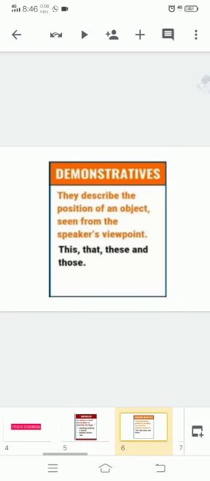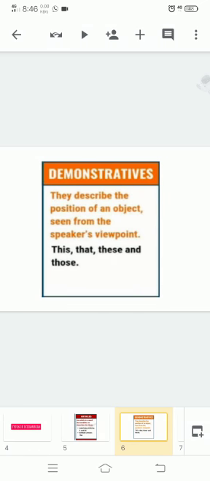Next we have demonstratives. They describe the position of an object as seen from the speaker's viewpoint, meaning someone who says or speaks something from his or her viewpoint. These include this, that, these, those. Examples of demonstratives are: this map is quite confusing, that girl won the championship, these mangoes are sour.